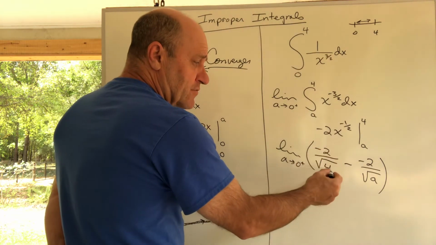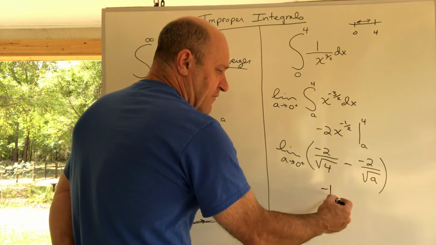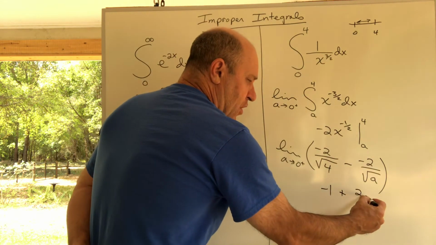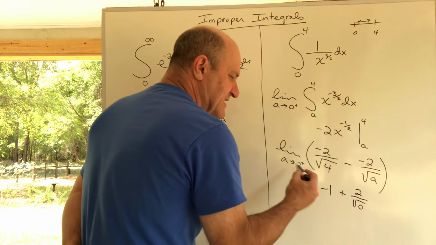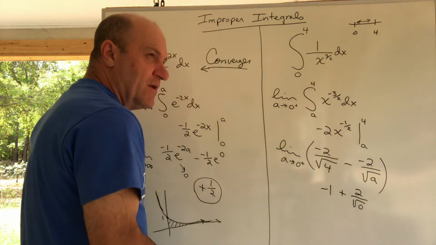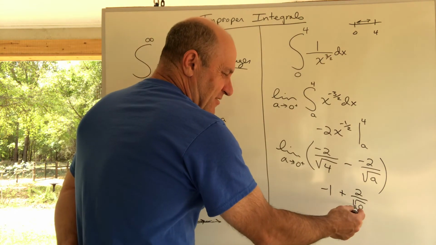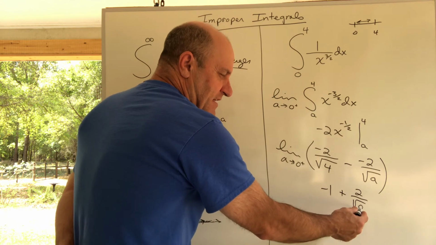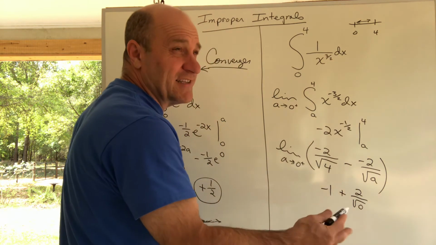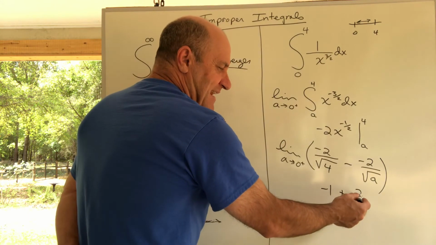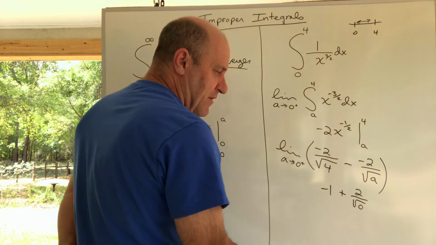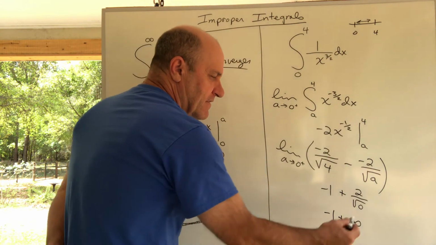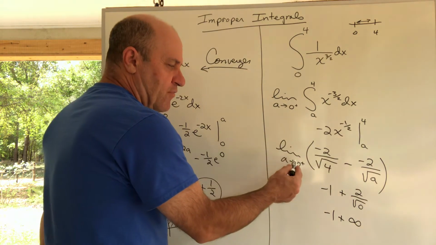Now this is a 2 over 2, of course. That's actually a -1 minus a negative plus 2 over the square root of 0 as a approaches 0 from the right. Well, let's see. A is really approaching 0 from the right. It's really a teeny number. You take the square root of it, it's a very teeny number. You divide it into 2, it goes in there an infinite number of times. This is actually -1 plus infinity. This is infinity as a approaches 0 from the right.